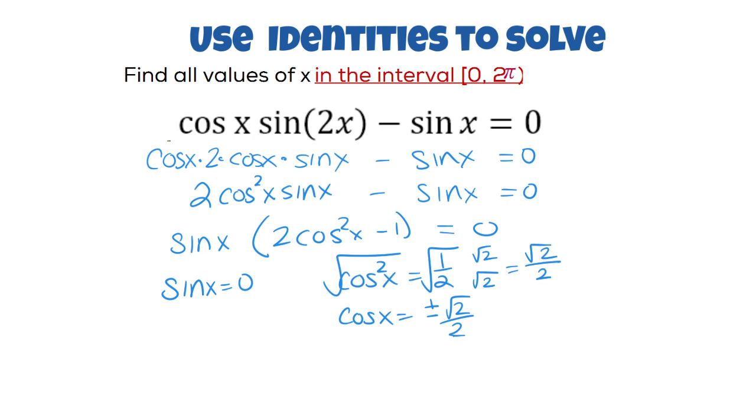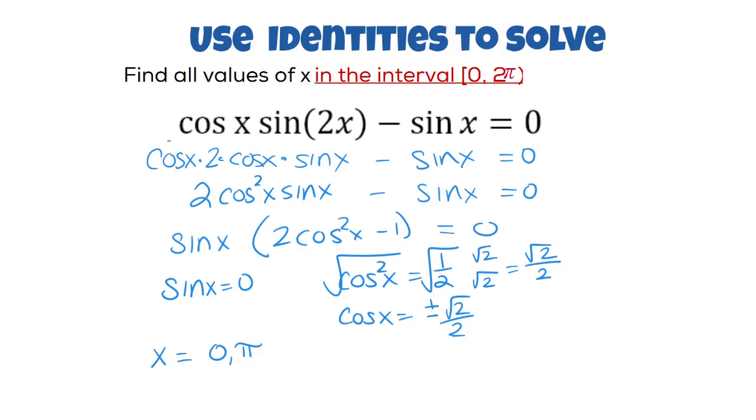Now I'm going to solve. Notice it did say in the interval 0 to 2 pi. I'm just going to list each time that it happens. Sine is going to be 0 at 0 and at pi, not at 2 pi, because notice the parenthesis right here, bracket on 0, parenthesis on 2 pi.